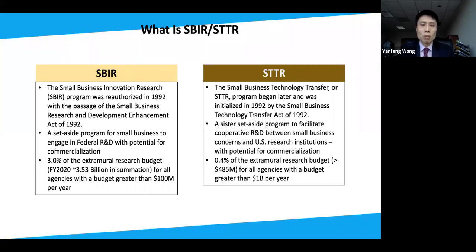The way the program works is that the participating funding agencies allocate a small portion of their research fund to engage small business. Those are the money handed out for SBIR and STTR. For the current fiscal year, there is a total of $3.5 billion for SBIR. STTR has less money than that. It's below $500 million. Essentially, for every 7 SBIR projects, there could be 1 STTR project.